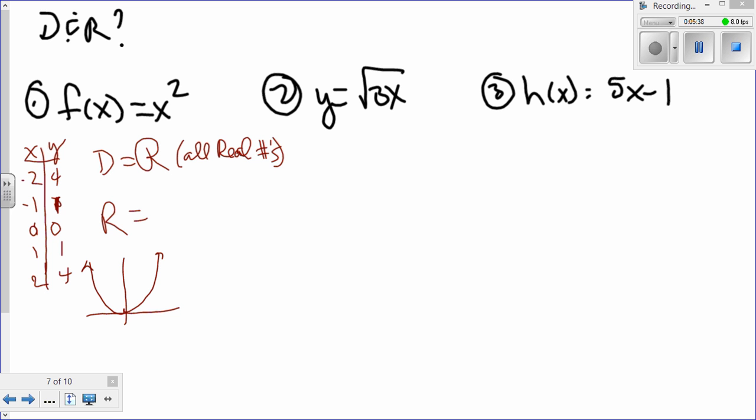My range, if I graph those points, I plot them, what it will look like is this. My graph keeps going on forever. So my vertex is down here, which is 0, 0. So my range starts at 0. So y starts at 0, and it can be equal to 0 or greater than 0.